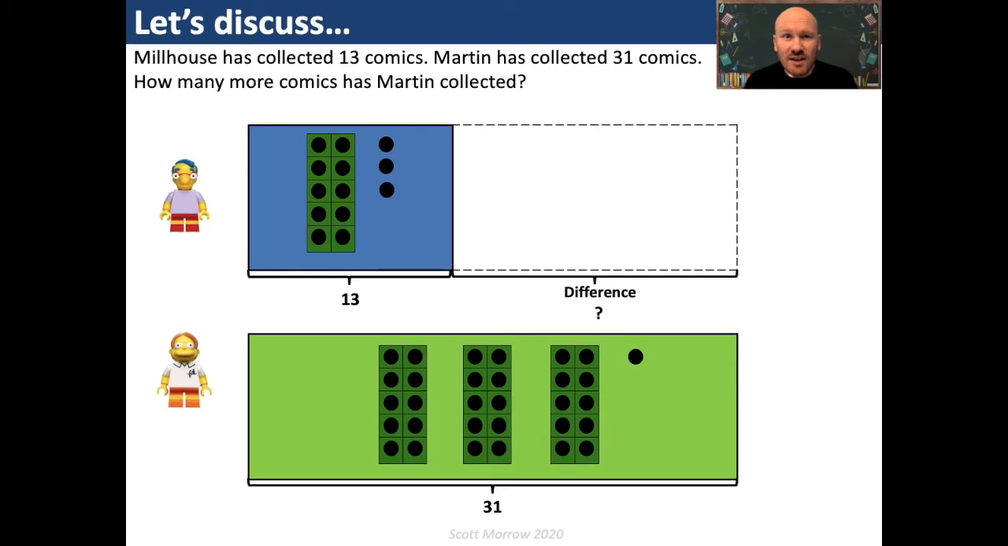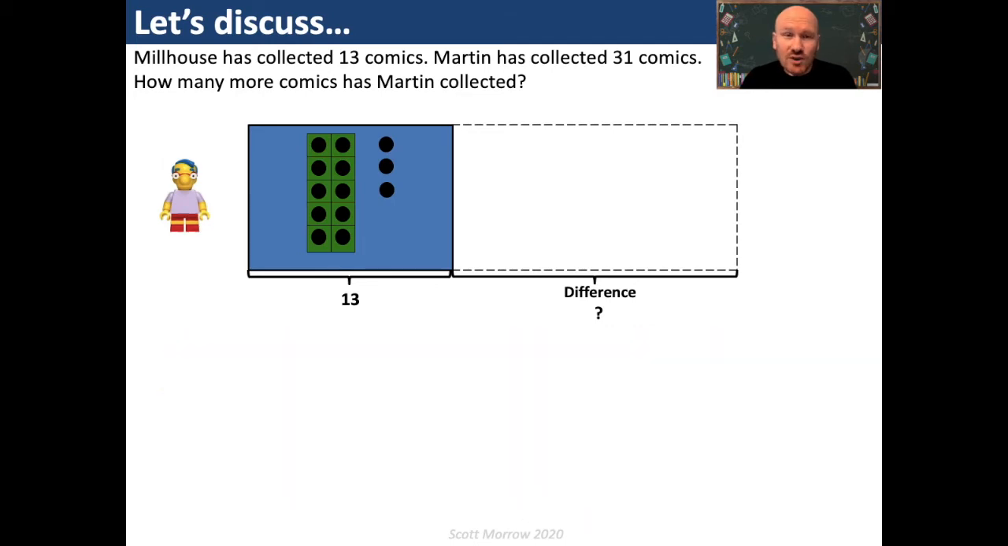In order to work this out, I can use different strategies. I might start with Martin's comics, start with the 31, and I might take away 13 in order to find out that difference. Or I could find that difference by counting back from 31 down to 13. But this time I'm going to count on. I'm going to start with the 13 comics that Milhouse has got, and I'm going to see how many more I would need to count on in order to get up to Martin's 31 comics.